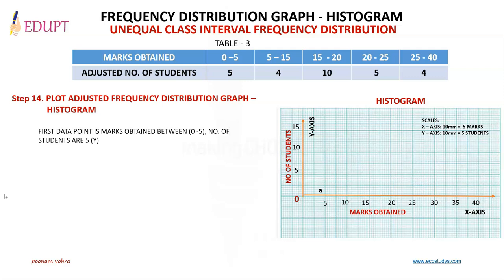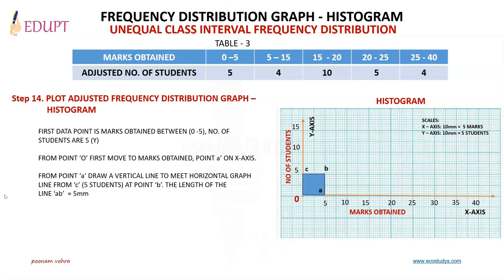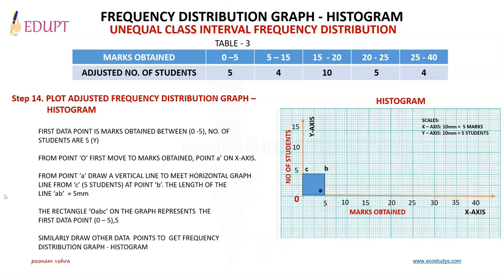First data point is between 0 to 5, number of students are 5. So from point O, first move to marks obtained, point A dash on x-axis. Draw a vertical line to meet the horizontal graph line from C, 5 students, at point B. Rectangle OABC represents the first data, 0 to 5 and 5 students.